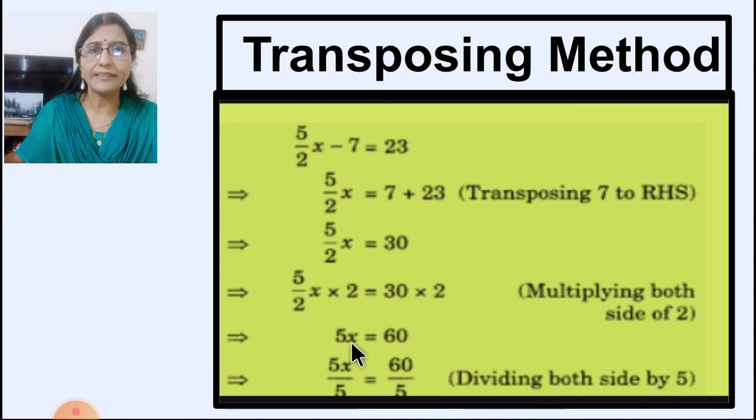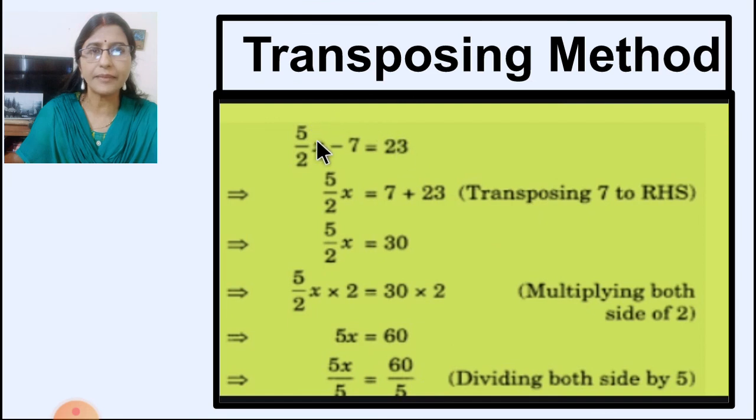5 is multiplied here. So to remove this, we will divide both sides of the equation by 5. The 5 will be cut, you will get x, and 60 divided by 5 is how much? You will get 12. So the value of x will be 12. So this is called the transposing method.